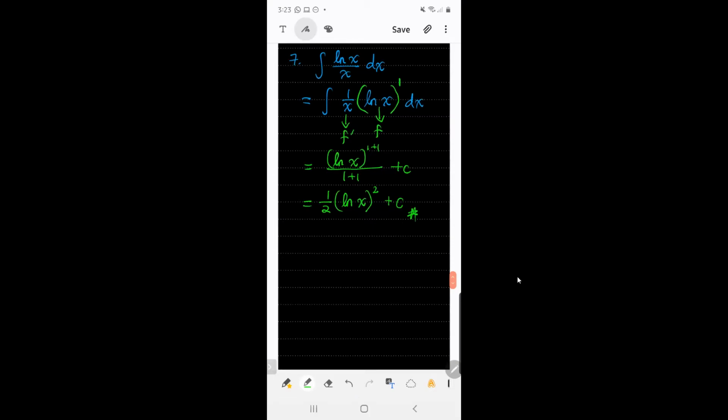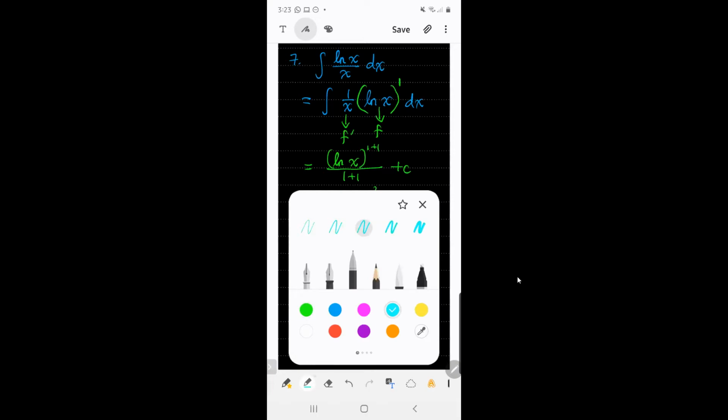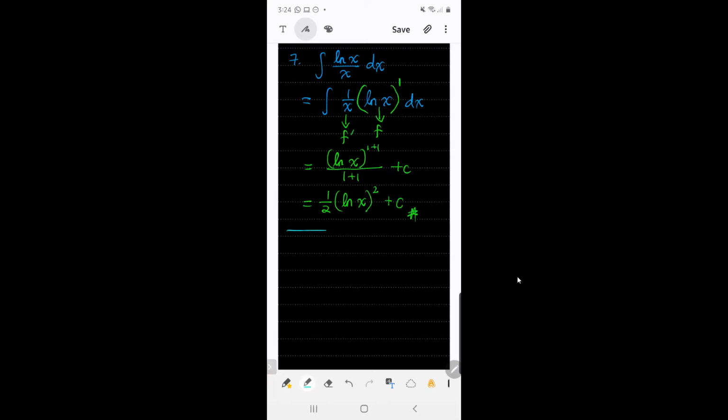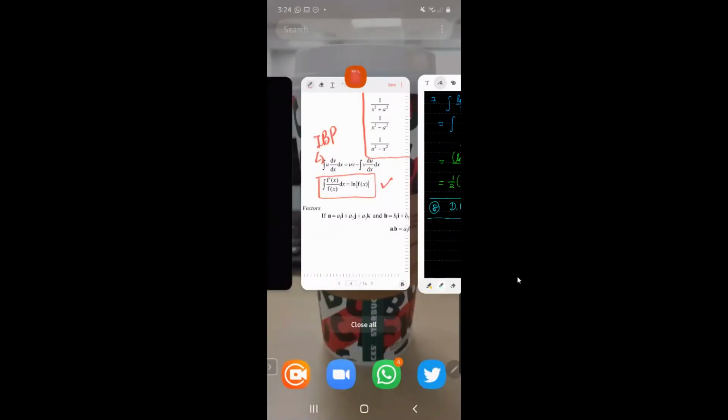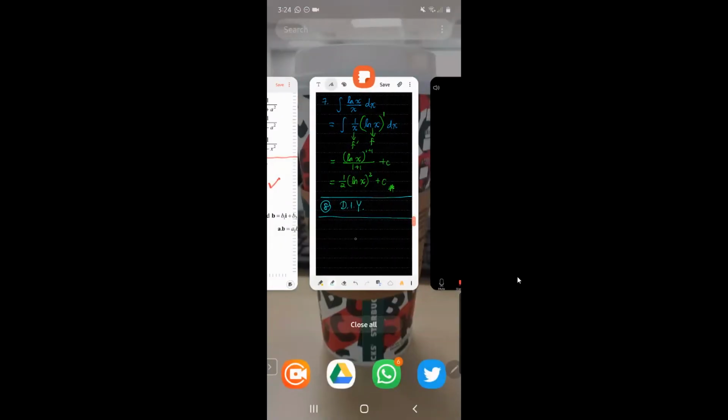For question number 8, this is your homework. Question 8, do it yourself. So far okay? Any problem? If no problem, then I will move on to the next part.